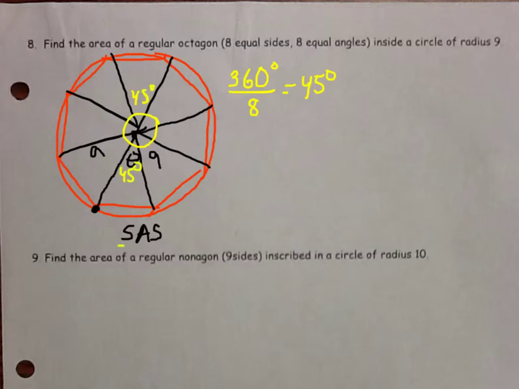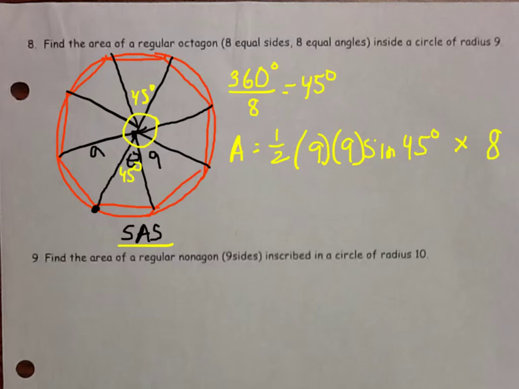So now I fit my side angle side case. So when I start my area formula, I can say area equals 1/2, 9 times 9, sine 45. So that would give me one triangle. So if I take that, multiply it by 8, I get the total area. And again, to the nearest tenth, I get 229.1 units squared.